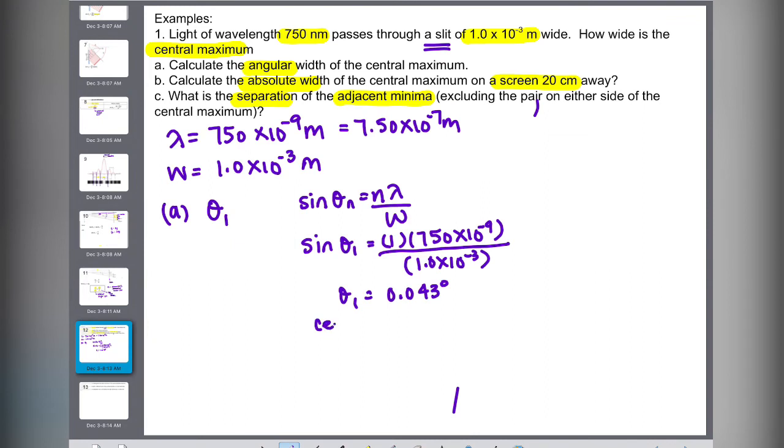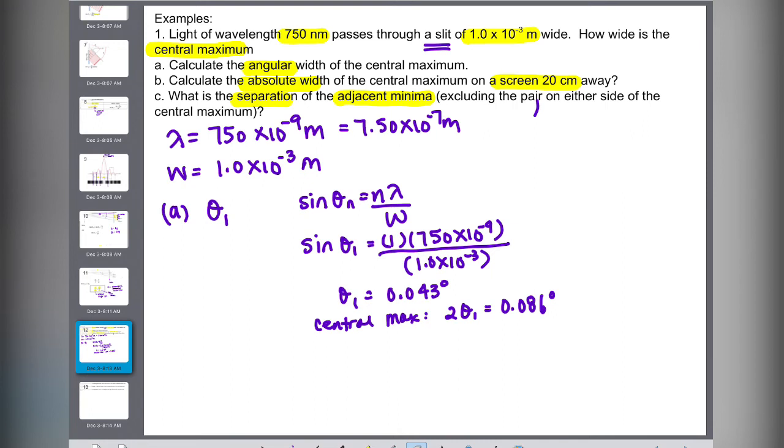Okay, so the actual central angular width is going to be 2 times theta 1. So times it by 2, so I got something like 0.086 degree. I know usually I say round it to the whole number, just don't worry about it. This one's super small. Just leave it with the proper sig figs.